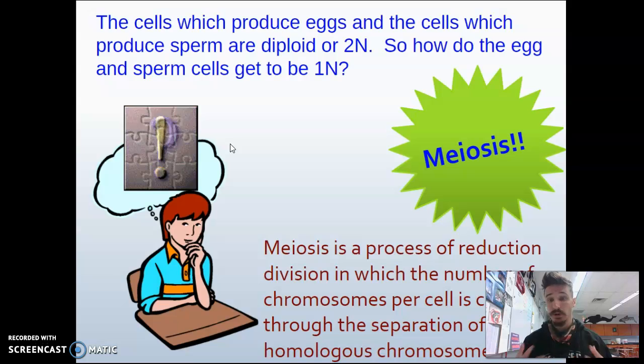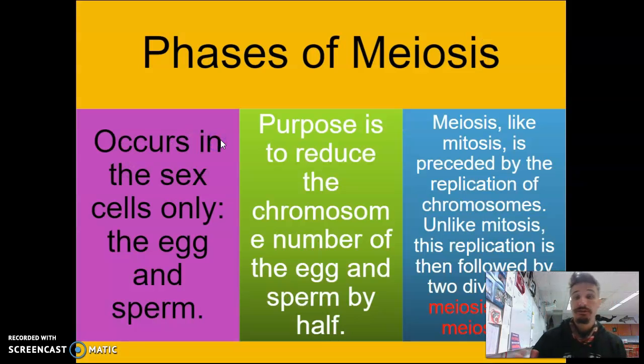So meiosis is a process of reduction division in which the number of chromosomes per cell is cut in half through the separation of these homologous chromosomes. There are phases of meiosis, but before we get there, let's talk about the important aspects of meiosis here. So meiosis occurs in the sex cells only, sperm and egg. It only makes sperm and egg. No other cells in your whole body does meiosis make. And the purpose is to reduce chromosome number. We want to get from 46 chromosomes to a cell that has only 23.